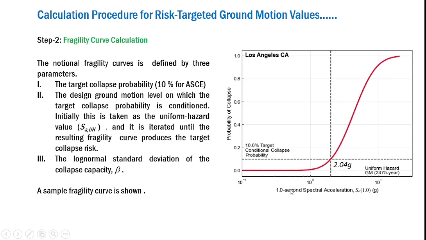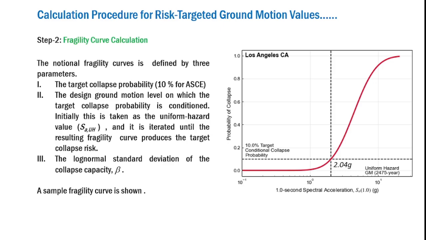You can see that along the x-axis we have the 1 second spectral acceleration, SA 1.0, expressed in g's, and along the y-axis we have the probability of collapse. As you can see, corresponding to 10%, this fragility curve is conditioned so that at a spectral acceleration corresponding to the value obtained from the hazard curve, 2.04 g, it produces a 10% conditional collapse probability. So this is step 2.